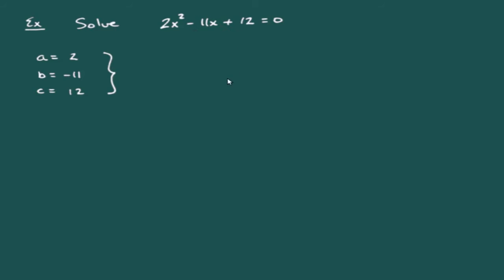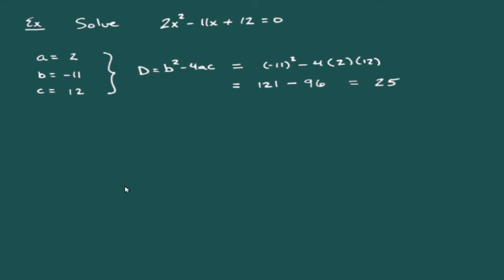12. We then compute the discriminant, b squared minus 4ac, which gives us negative 11 squared minus 4 times 2 times 12. Negative 11 squared gives us 121. 4 times 2 is 8. 8 times 12 gives us 96. So our discriminant is 121 minus 96, or 25.